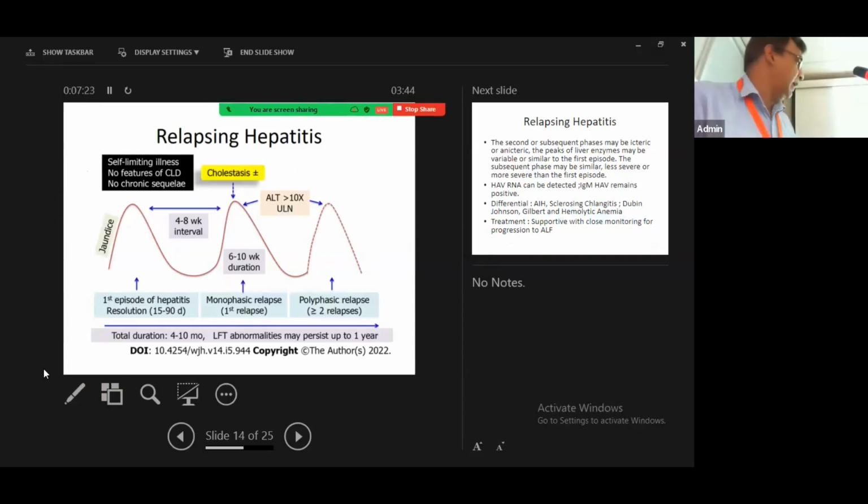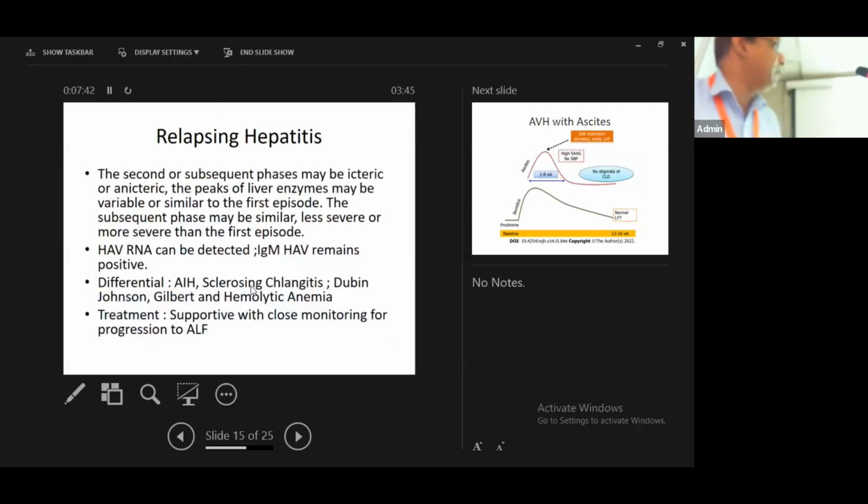These episodes are different, and it can be a monophasic relapse or it can be polyphasic. You can even have 2 to 3 episodes occurring together. Duration is from 2 months to 10 months, it can last long, and LFT abnormalities can persist up to 1 year. So the second or subsequent phases may be icteric or non-icteric.